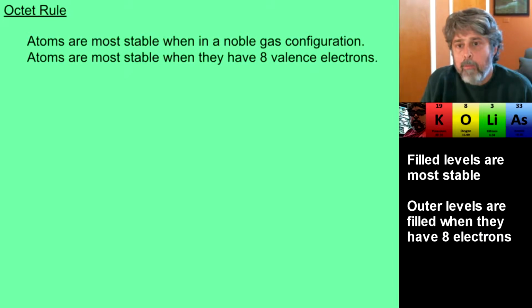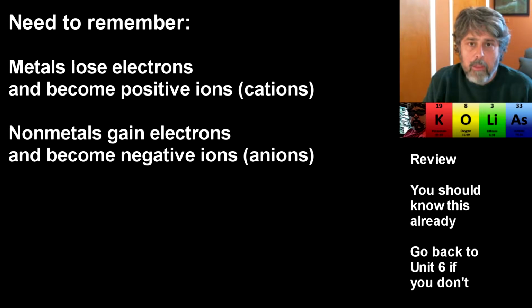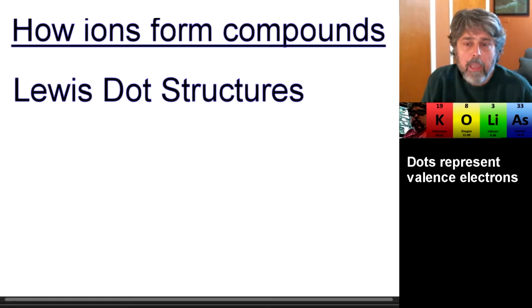Remember, atoms are most stable when they have 8 valence electrons. They do this to try to achieve noble gas electron configurations. So metals give away their electrons and nonmetals gain electrons. At the end of the day, this is what happens. This is why chemical reactions occur. So let's take a look at how ions form compounds.